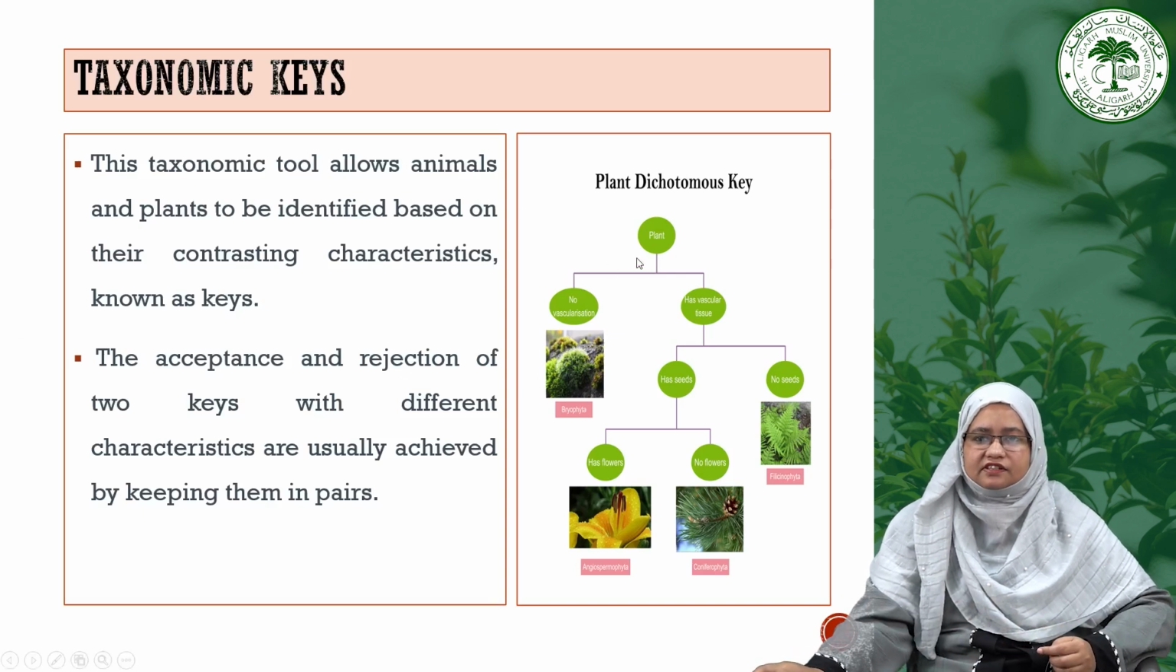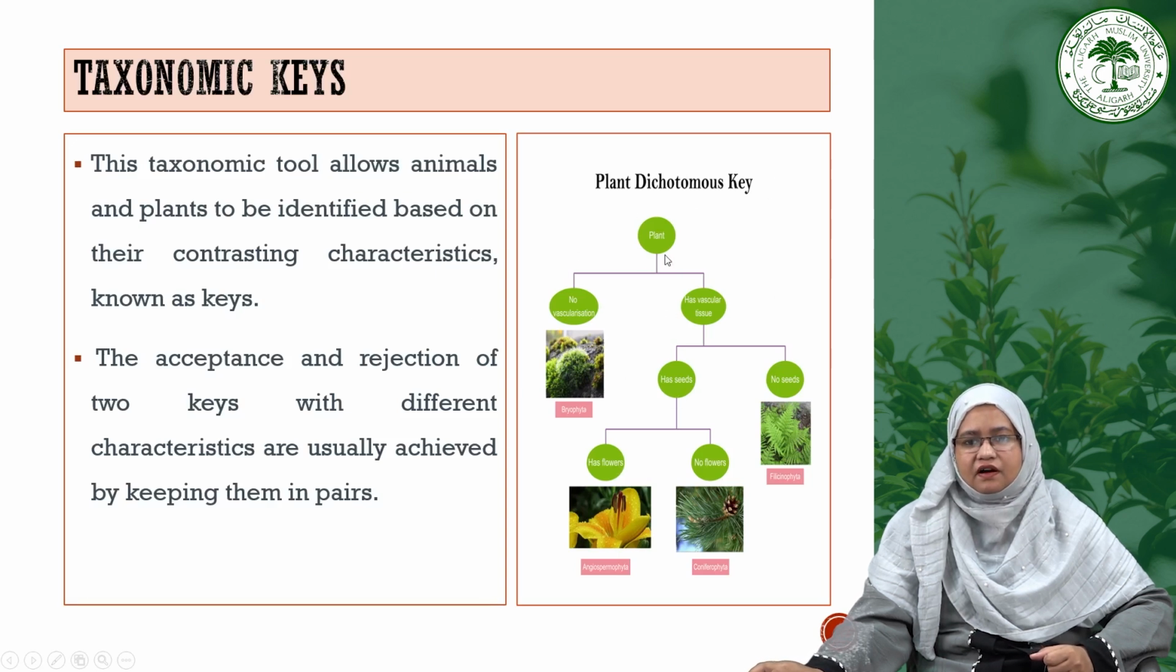As you can see, this one is the plant dichotomous key. Where there is no vascularization, this one is the bryophyte. Then there are vascular plants in which there is no seed, that is the pteridophytes. Then with seeds have further two categories, one which has flowers and another which doesn't. Those which have a flower are the angiosperms, and those that do not have a flower are the gymnosperms. So this is the plant dichotomous key from where we can easily identify the plants of different groups just by dividing into two sections.